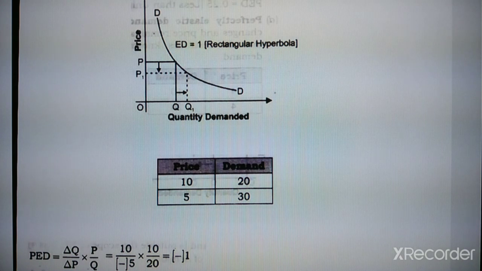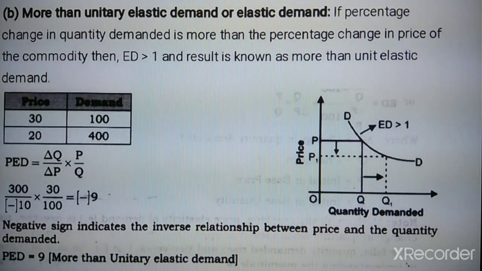We ignore this negative sign because it shows the inverse relation. So price elasticity of demand will be equal to 1. This is the graph for unit elastic demand, which is a rectangular hyperbola. Now next is the elastic demand, or more than unitary elastic demand.